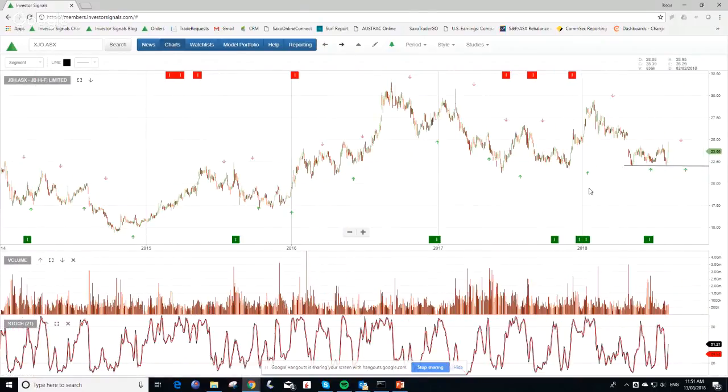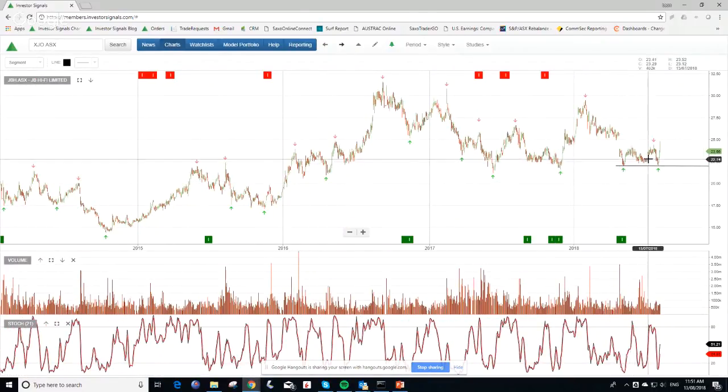JB Hi-Fi, so this was the view here, was JB Hi-Fi over Harvey Norman. I haven't gone through JB's result today, but judging by the share price reaction, it's either met or slightly exceeded market expectation. So we got support there at around $22. But still comfortable with that call that JB Hi-Fi certainly looks better than Harvey Norman.